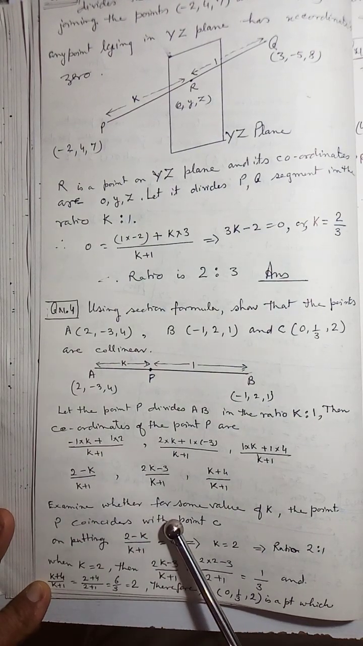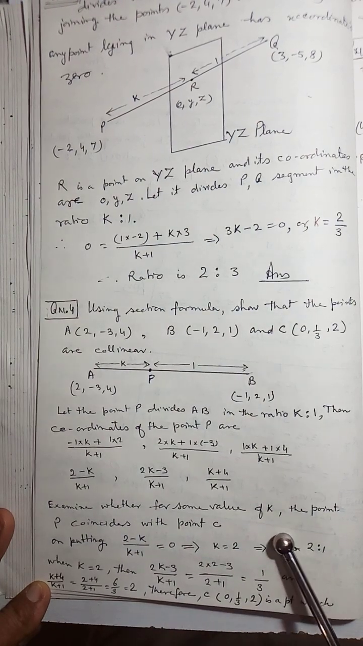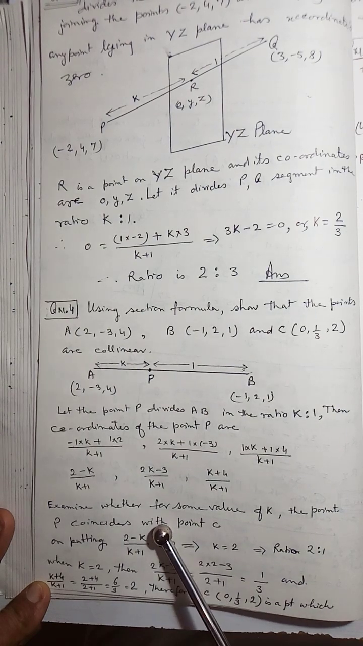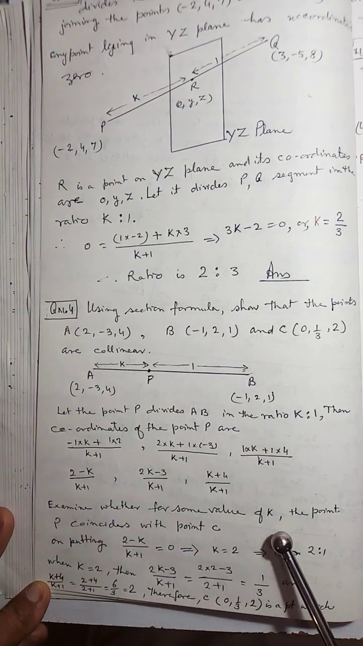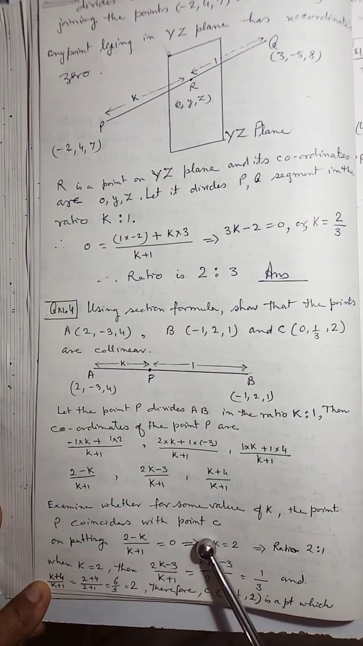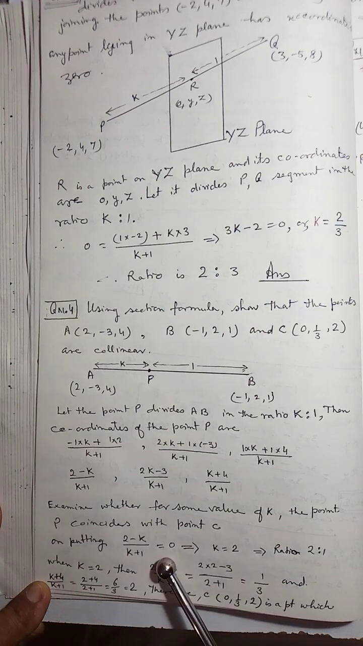Examine whether for some values of k the point P coincides with the point C. Let us examine whether the point P coincides with C, meaning P and C are the same point.